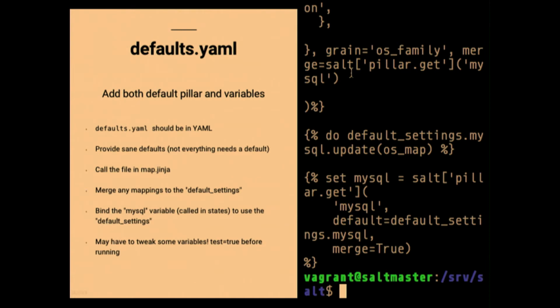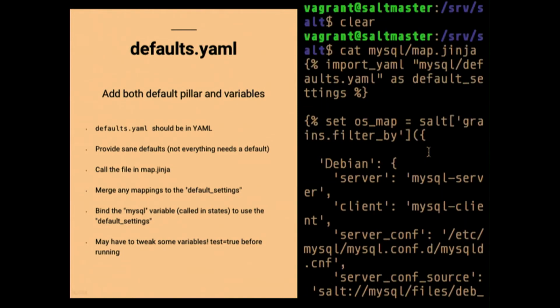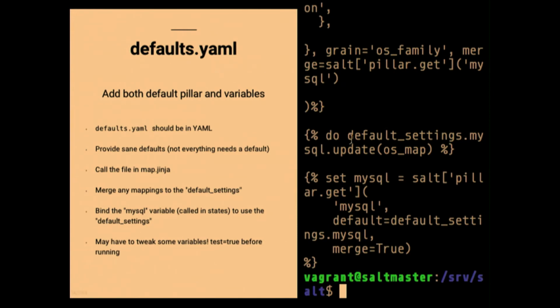But after you do that, all you have to do is add a do statement. And what this do statement does is it takes your default settings, that value I assigned to the defaults.yaml up above, and you take that OS map, which is the name of this, and you basically merge them together with this do statement so they work in conjunction. And then finally, you set that value MySQL that you can call in your other files when you add your map.jinja as you normally would.